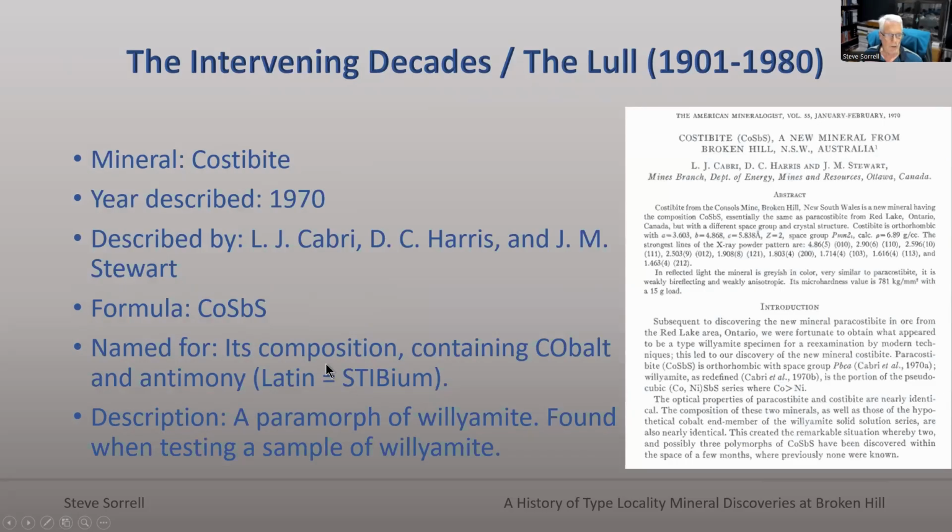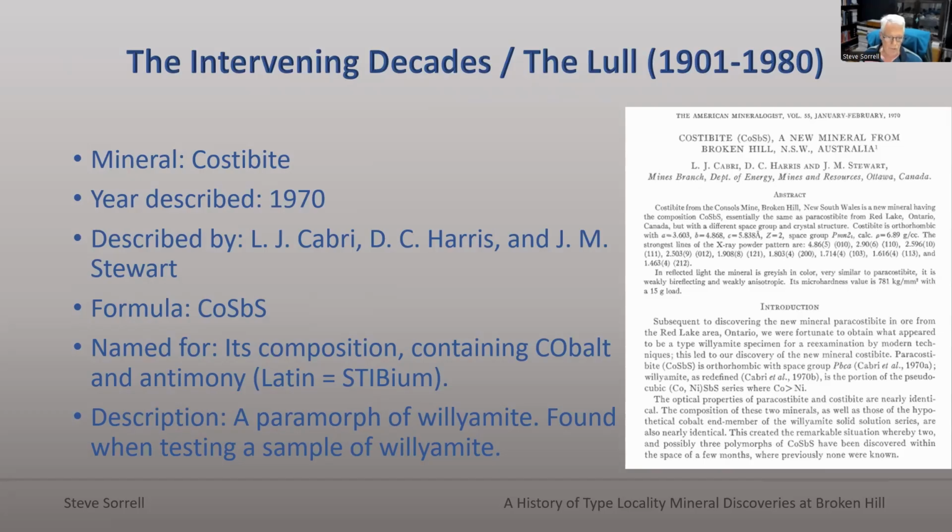So during that period, we did have costobite, which was another cobalt antimony sulfide. I mentioned that williamite is quite hard to pick. This one is as well, and this one was actually discovered on a williamite specimen, which is interesting.